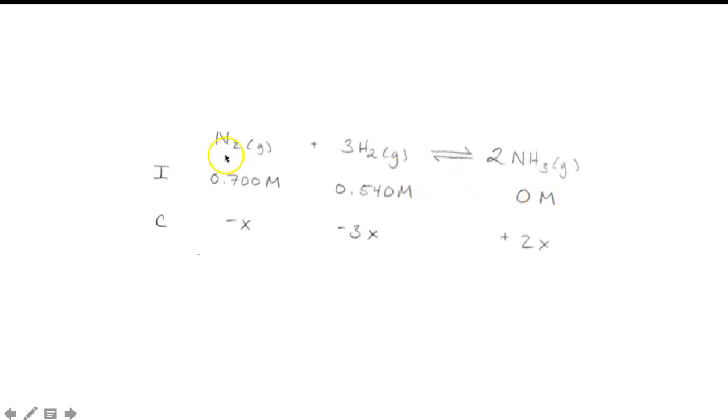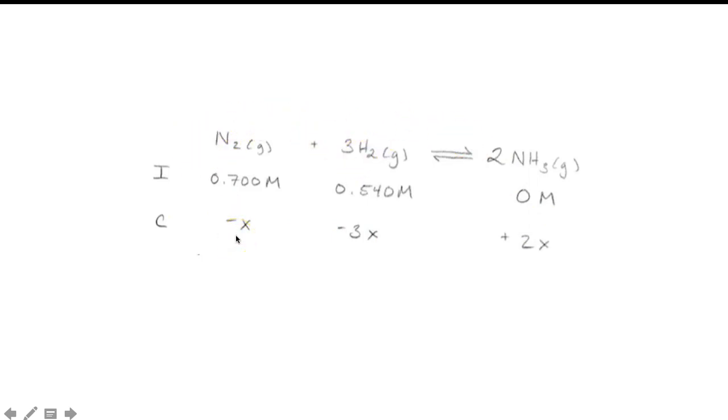If we look at this again, we said if we had a certain amount of nitrogen and some of it's consumed, it's going to produce some ammonia. And we realize that this X, the amount that's been consumed or the amount that's been produced, is proportional to the molar ratio between the products.